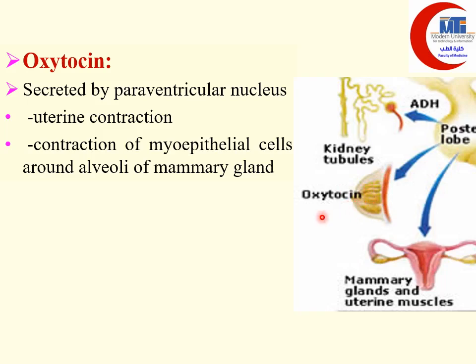Milk ejection, not milk secretion, as the hormone responsible for milk secretion is prolactin, which is released from mammotrophs in the pars distalis. But oxytocin is responsible for milk ejection, not milk secretion, as it causes contraction of myoepithelial cells around the alveoli of the mammary gland.